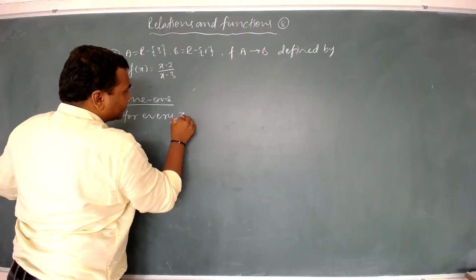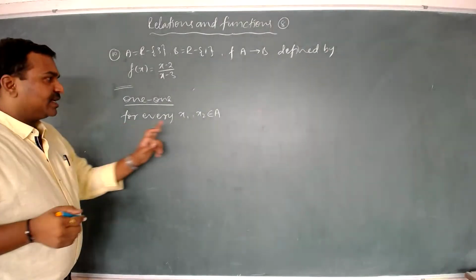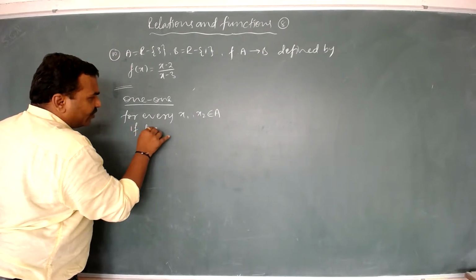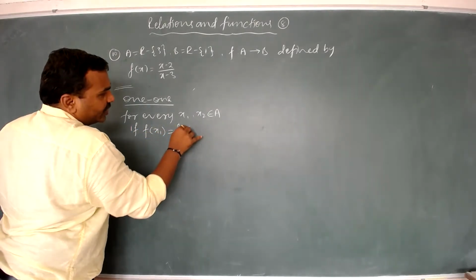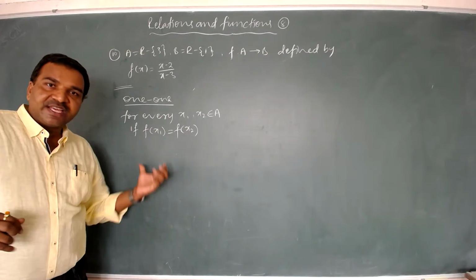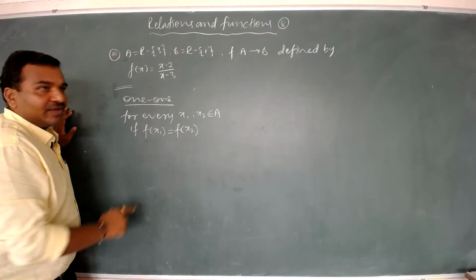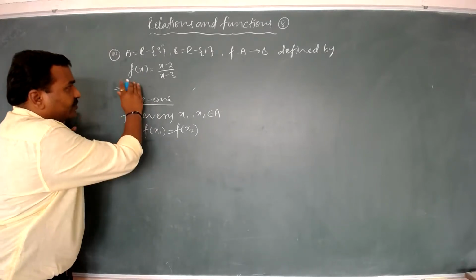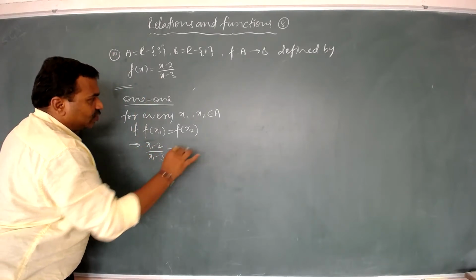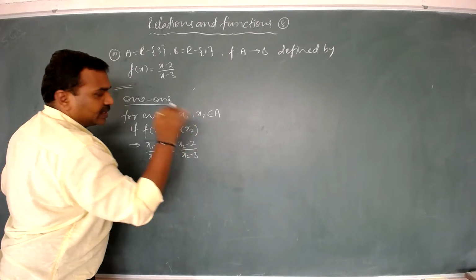For every x1 comma x2 belongs to capital A, in the domain I'm selecting x1 comma x2. If f of x1 equal to f of x2, now if x1 equal to x2, then we can say f is one-one. Otherwise, it is not one-one. First, f of x1 equal to f of x2. What is f of x1? From the given function, (x1 minus 2) by (x1 minus 3) is equal to f of x2, (x2 minus 2) by (x2 minus 3).